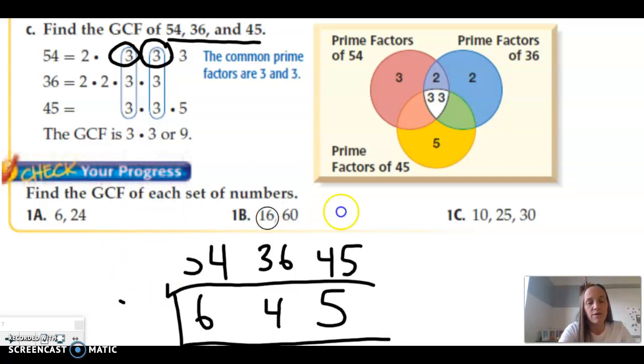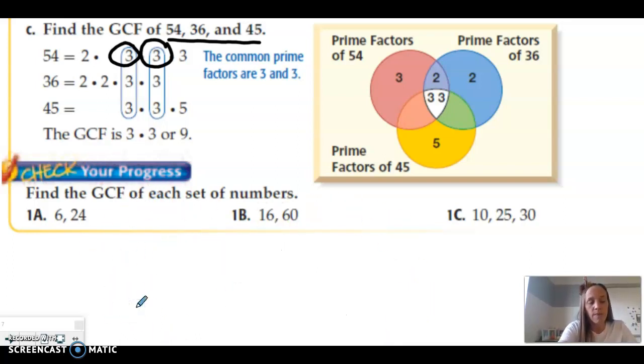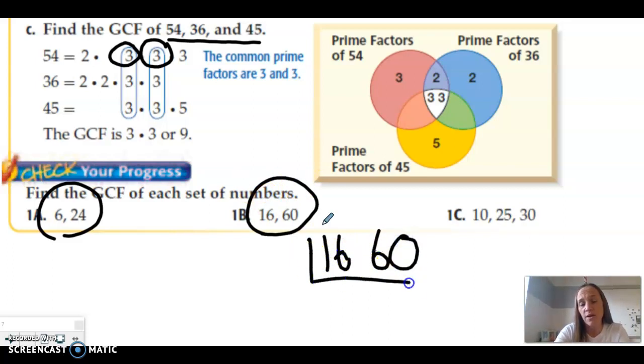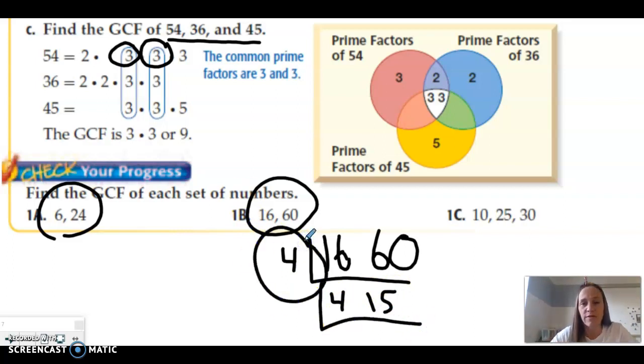So there'll be a couple of these for you to do today. And, if you know the GCF without having to do anything, that's great. Like, obviously number 1A, I know the GCF is 6, right? B, 16 and 60, I'm thinking maybe 4, right? But this would be a good time to just try this cake. Like if you think it might be 4, go ahead and do 4 and see what happens. 16 divided by 4 is 4. 60 divided by 4 is 15. So it is in fact 4 because they share no other common factors after that.